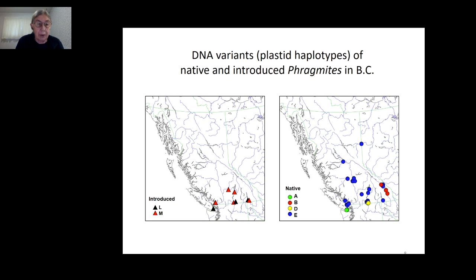The first one we found in BC on southern Vancouver Island actually turned out to be a variegated form, which was a cultivated plant, but it's also in the invasive forms that are around. And on the right, the map shows all the different native variants that we found amongst the samples that we looked at.